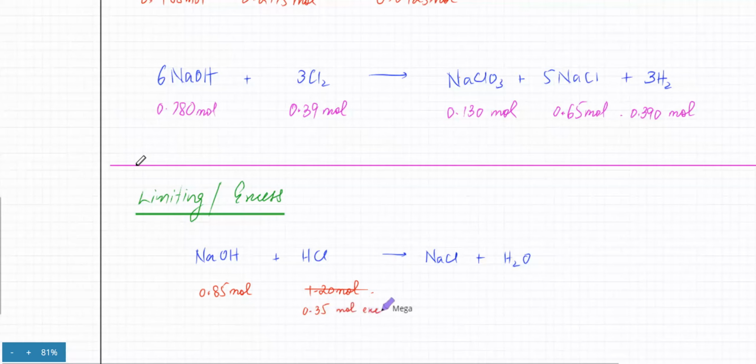Okay, that's more than the required amount. According to the ratio, 0.85 would only react with 0.85, not with 1.2 moles. So that means 0.35 moles is in excess and only 0.85 would react.